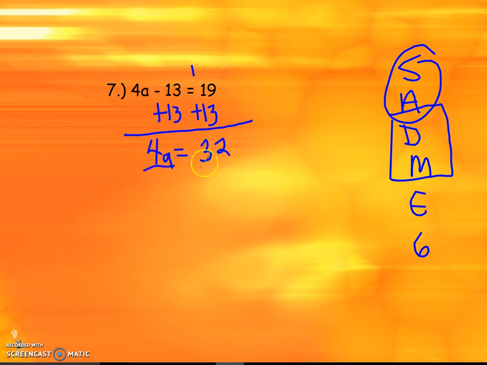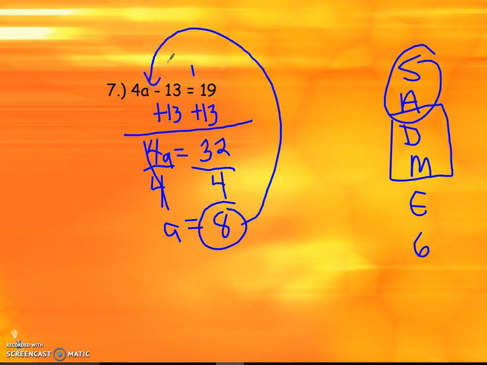Do SADMEG again. We're going to do the opposite of addition and subtraction. The opposite of minus 13 is plus 13. So we're going to get 12, 32. The 4 and the 8 are multiplying. The inverse is division. So we're going to divide both sides by 4. 32 divided by 4 is 8. You can always go back and check your work by saying 4 times 8 is 32. 32 minus 13 is 19.